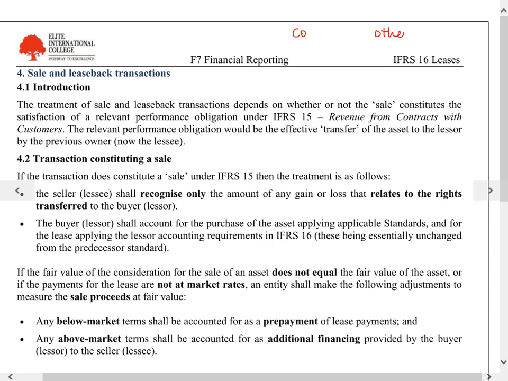But now, my side, this is me. I have an asset, I sell. And then I lease it back. So the asset is with who now? Is it with me?